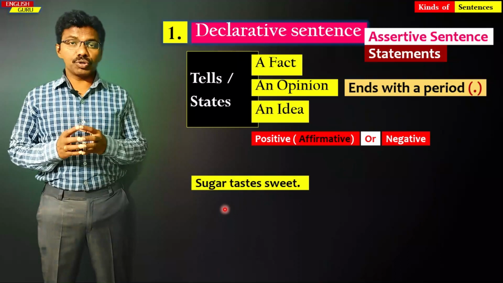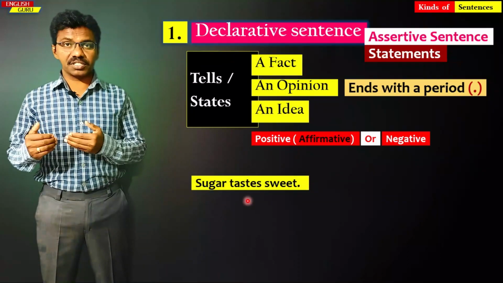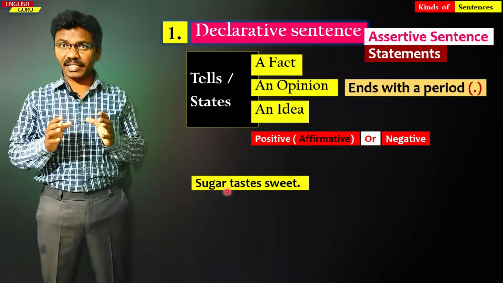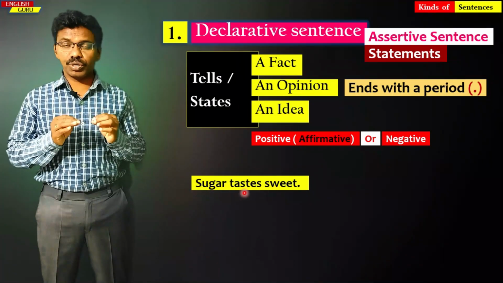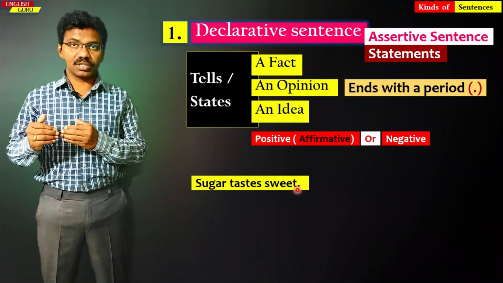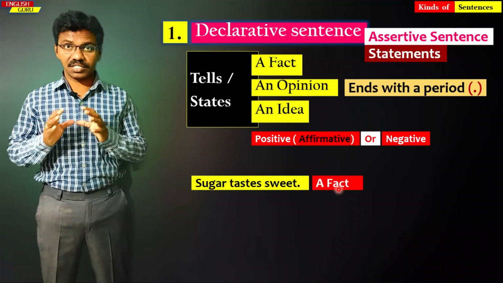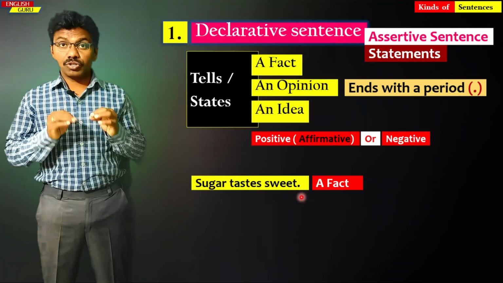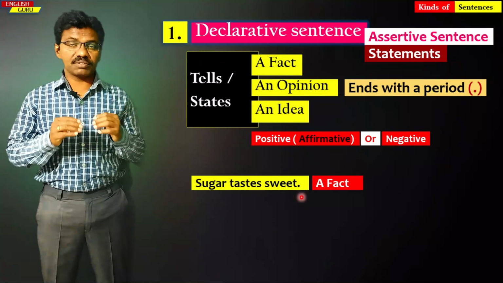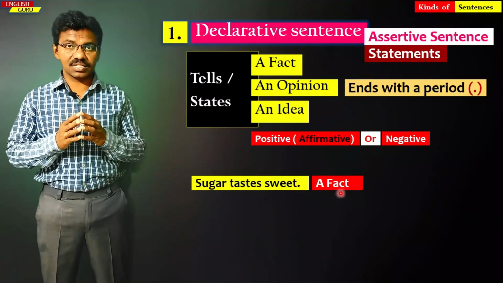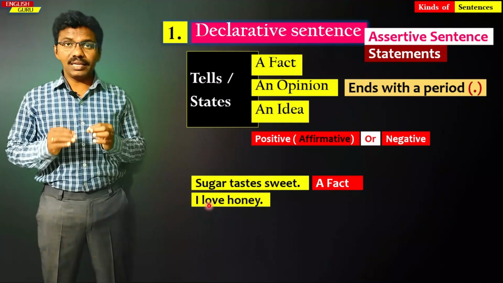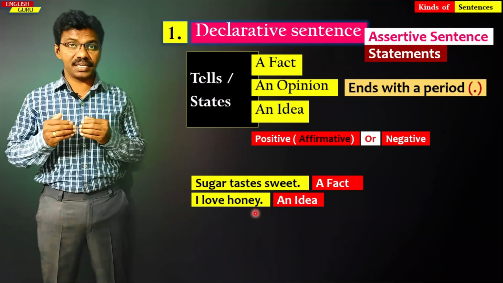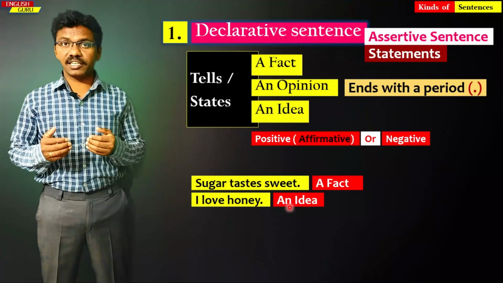For example, sugar tastes sweet. It's a fact. So it's a declarative sentence. You are declaring, you are stating that sugar tastes sweet. It's not only a fact, it's a statement you are making about sugar, and you are asserting that sugar tastes sweet. So it is a declarative sentence. In a similar manner, I love honey. It's a statement that you are making. It's an idea. It's also a declarative sentence.